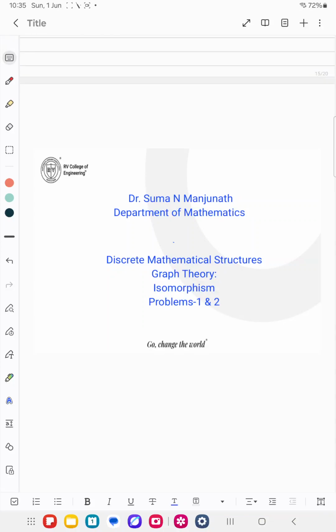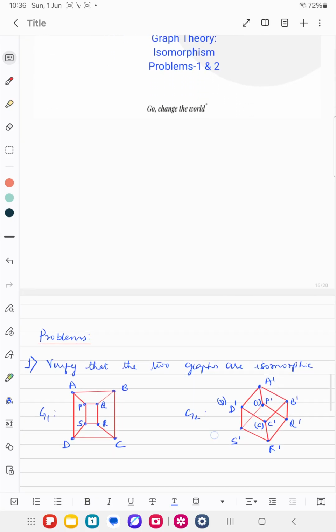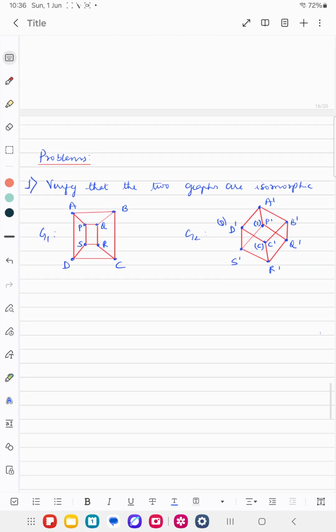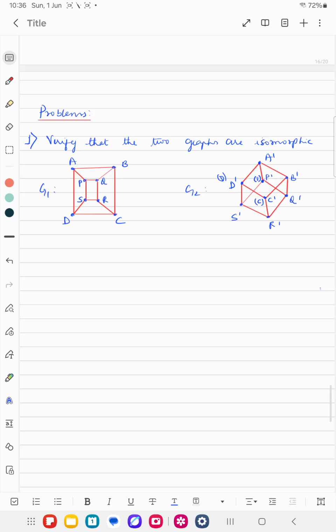Hello students. In the last video, we defined isomorphism and understood it with the help of two graphs. So now let us solve a few problems on isomorphism. First problem, let us verify that the two graphs are isomorphic. G1 is given by this graph, G2 by this graph.